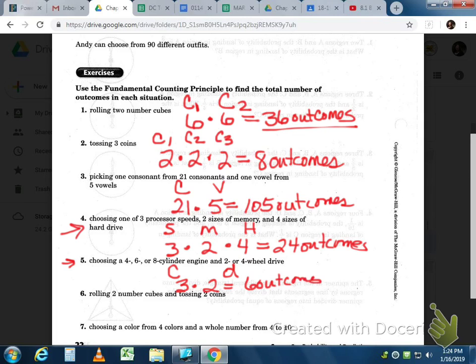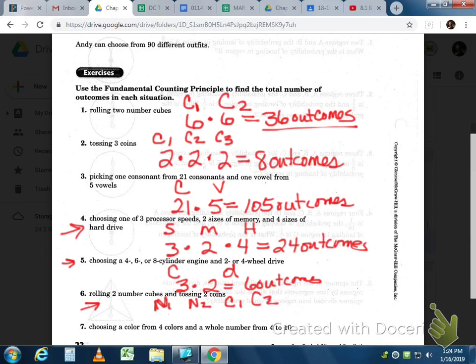Okay, number 6, 2 number cubes and 2 coins. Be careful. I'm going to go this route. Number cube 1, number cube 2, coin 1, and coin 2.